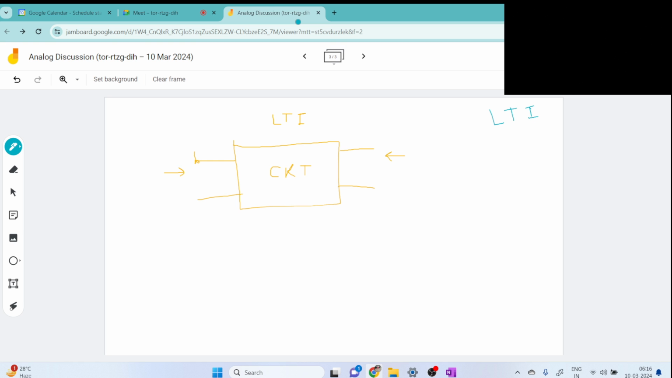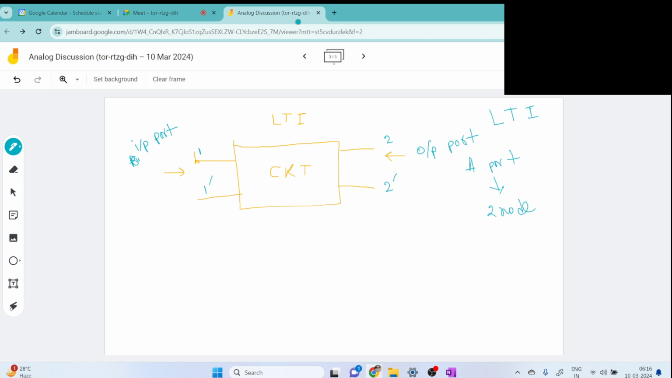Amit, you can elaborate. Two port means, a port means two nodes. So two port means four nodes, right? So this is, let's say, node one, and this is node one dash, and this is node two, and this is node two dash. So this is port one, let's say the input port, and this is the output port.